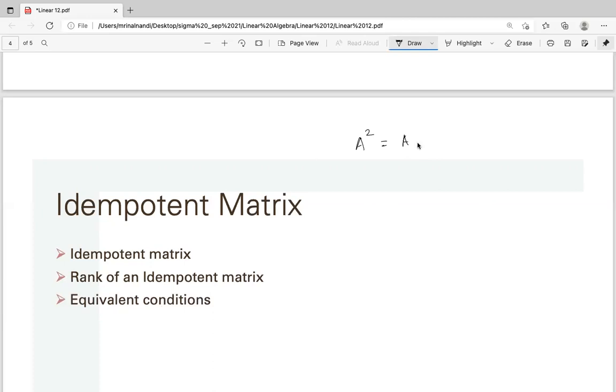This is easy to define and easy to check also, but conceptually, the application of A square equals A through projection is important. One very useful result: if A square equals A, then the rank of A is just the trace of A. So it is a beautiful result. Rank of A equals trace of A. We can easily find the trace of A. To find the trace of A is the easiest thing.